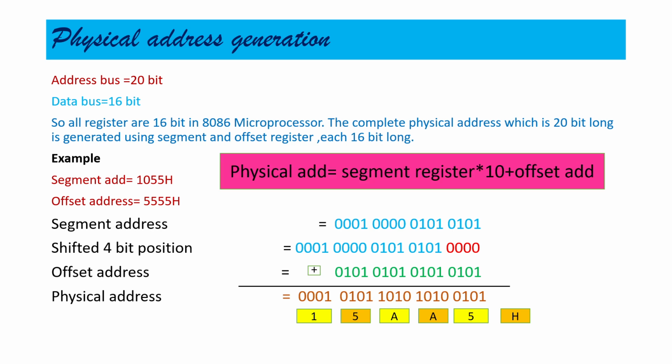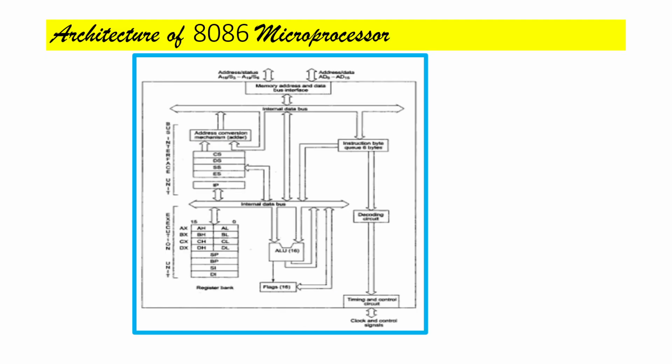So I conclude this topic in this way. The physical address is nothing but the segment address multiplied by 10 plus the offset address. That means shifting 4 bits left is nothing but multiplying by 10, so the segment register is multiplied by 10. So 1055H multiplied by 10 gives 10550H. Then it is added with the offset address to generate the physical address 15A5H.